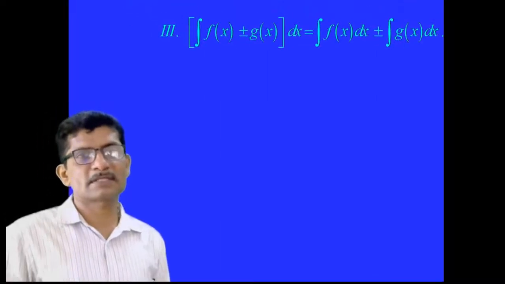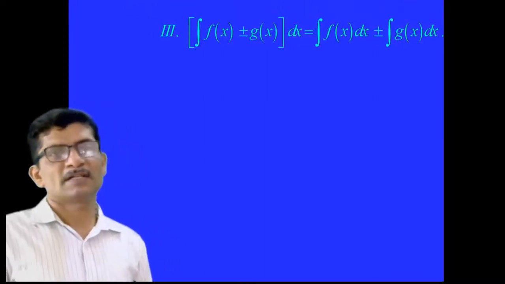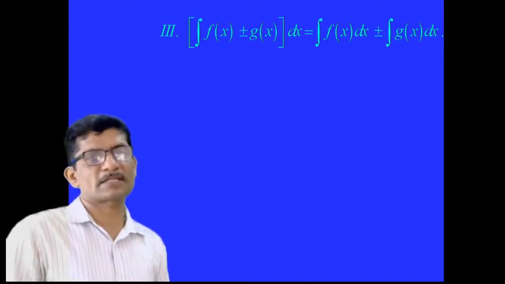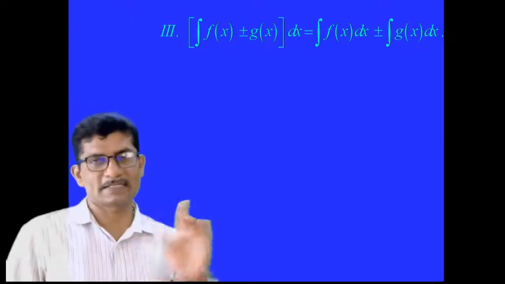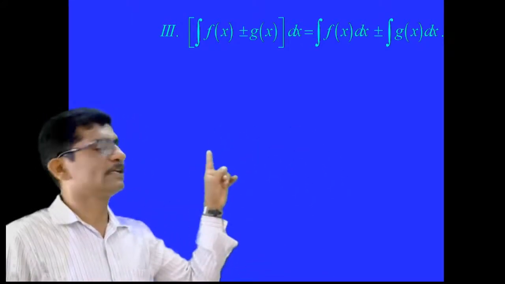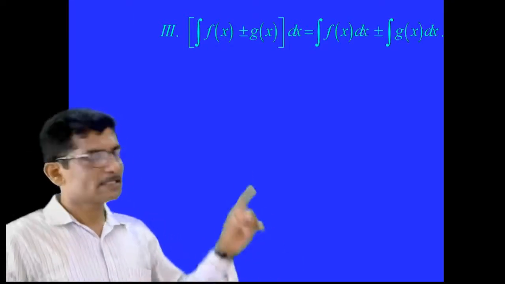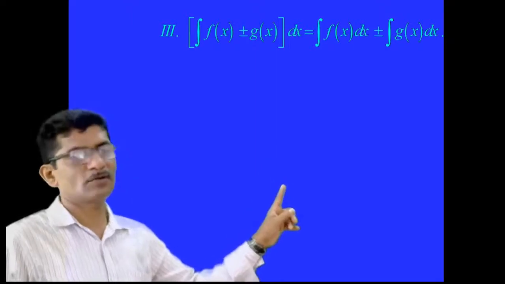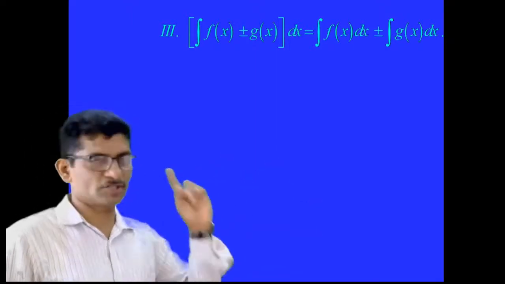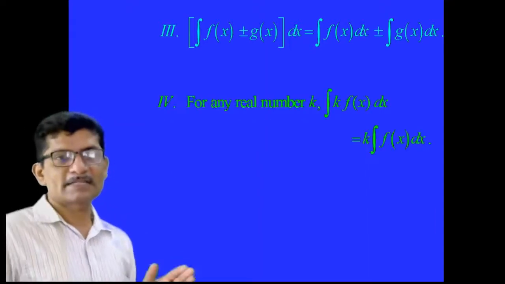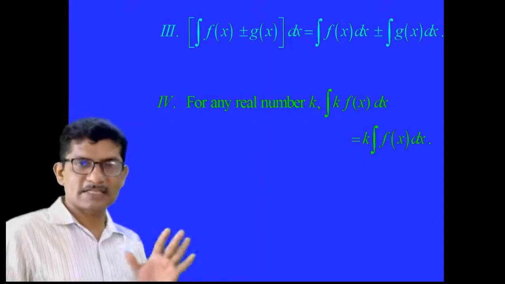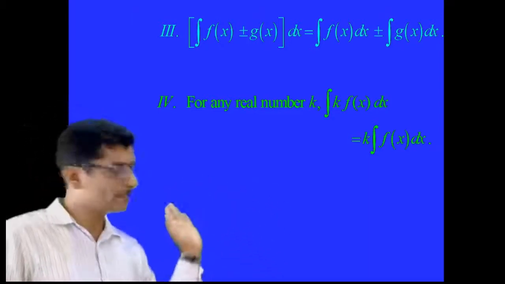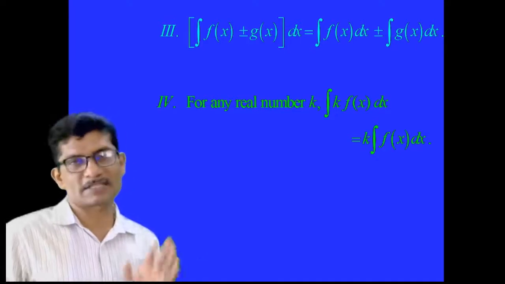Similarly, remember the third property. The integral of the sum, integration of f of x plus g of x with respect to x, is equal to the sum of their integrals: integration of f of x plus integration of g of x with respect to x. Similarly, integration of f of x minus g of x with respect to x is equal to integration of f of x minus integration of g of x. Clear? And similarly, for any real number k, where k is any constant, the integration of a constant times a function is always equal to the constant times the integral of the function.